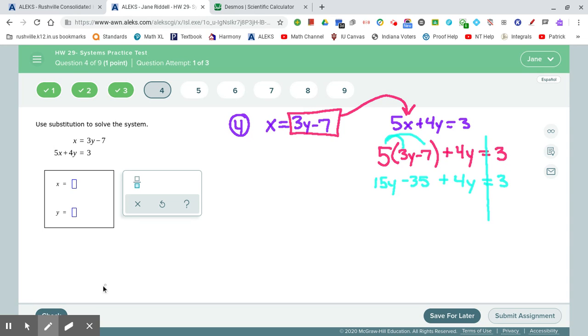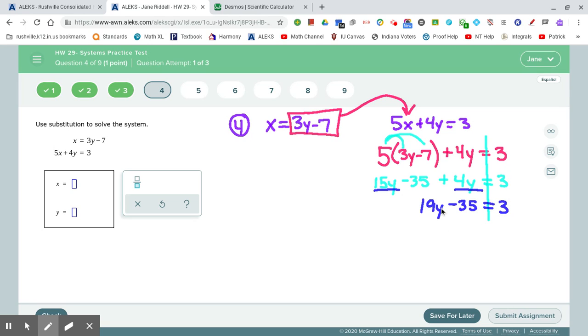All right, now the variables. Notice that I have a 15y and a 4y. They are on the same side. So if they're on the same side, just combine. So I'm going to take positive 15 plus 4, which again, if you need to use the calculator, use the calculator. But that's going to give me 19y minus 35 is still over there, and then equals 3.